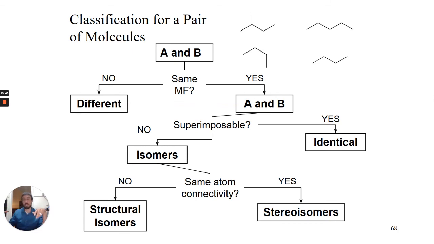Isomers can be further subcategorized by looking at atom connectivity. Okay, do they have the same connectivity of the atoms? If no, they're structural isomers or constitutional isomers. If yes, they're now stereoisomers. Okay? So really what you're just trying to do is to organize the relationship between each of these pieces by moving through the flowchart. Okay?